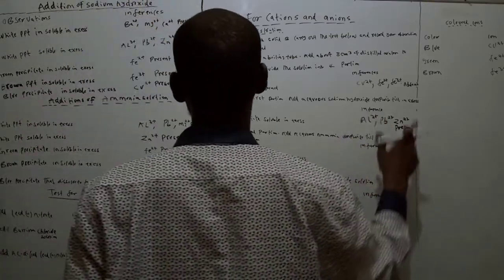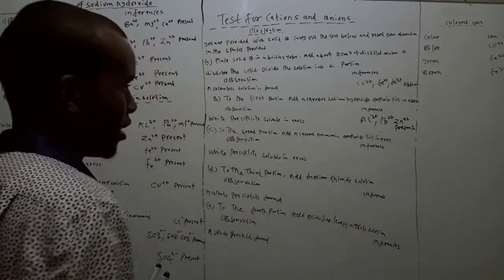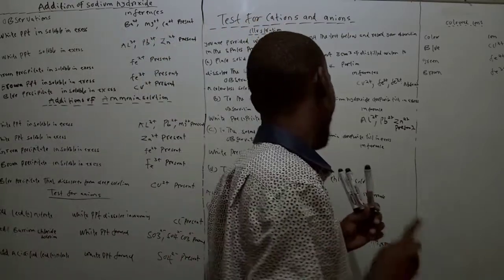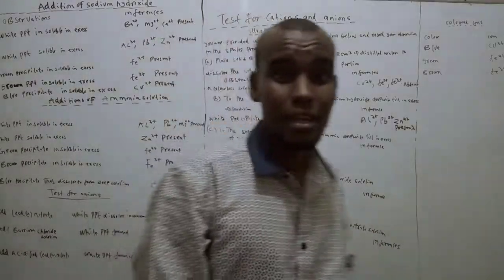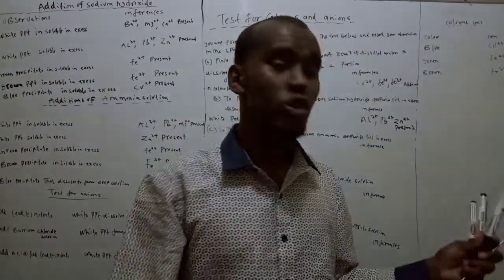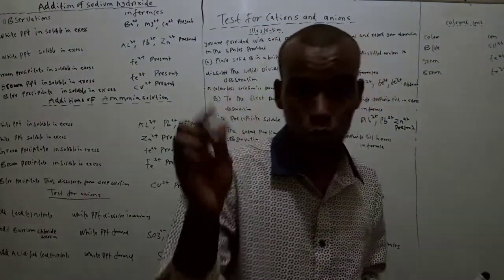Aluminium, lead, and zinc present. Then, to the second portion, add sodium hydroxide dropwise still in excess. Remember, we have divided the solution into 4 portions, into 4 test tubes. We have already used 1. Now we go for number 2, to the second portion.